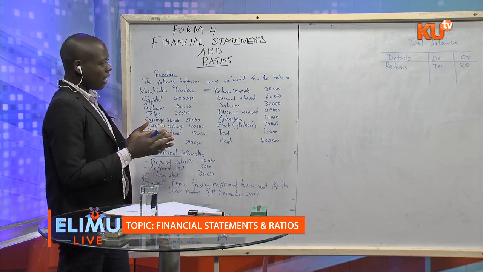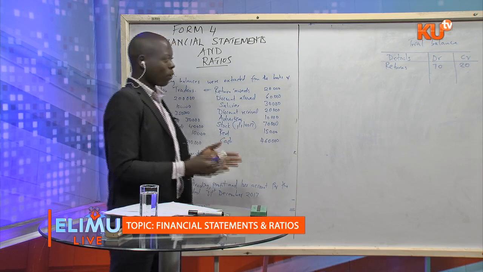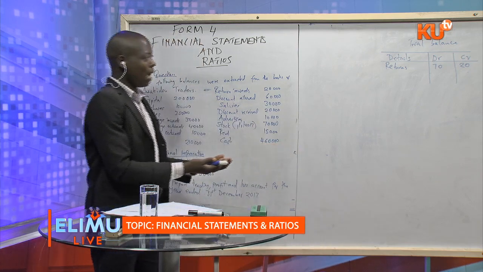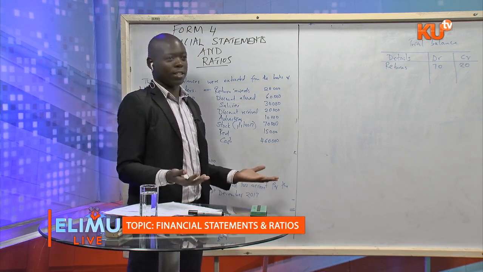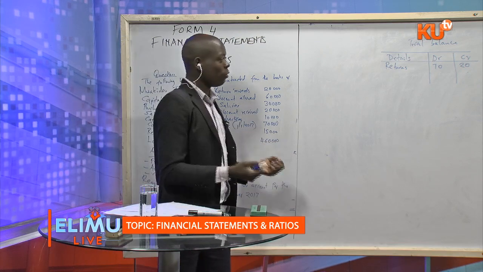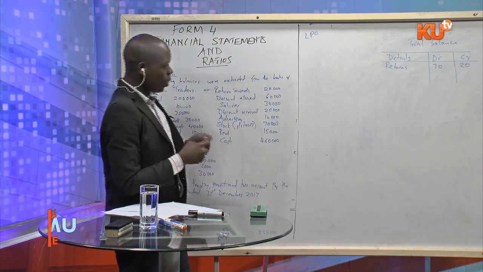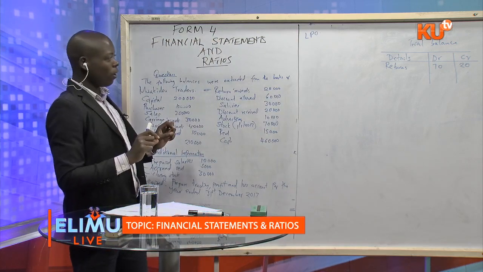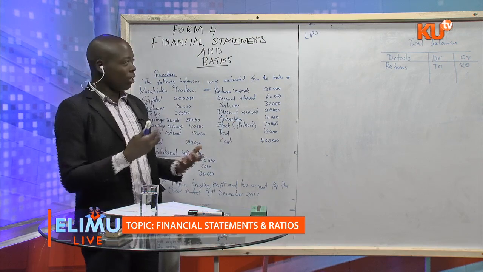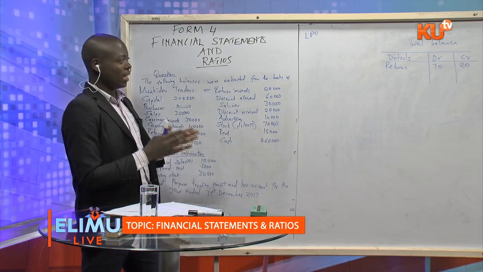Returns outwards are simply purchases returns. You had purchased goods, but now you take them back to the supplier. The reason could be that the goods were defective, or of the wrong quality, or perhaps not the ones you ordered in the LPO, the local purchasing order. If you ordered plates and they brought cups, then definitely you'll have to take them back. So in that case, we have what we call purchases returns.